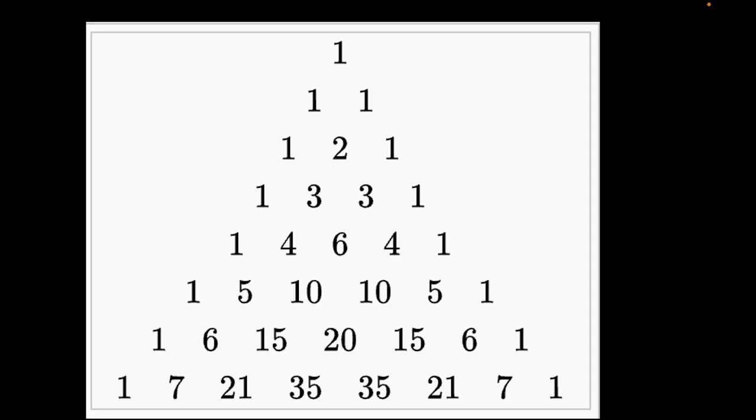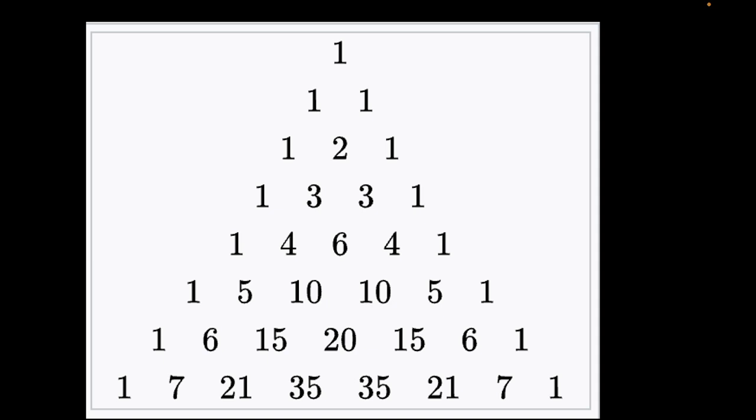Here's Pascal's triangle. You start with a 1 at the top, then on the second line down from the top, you add another 1, so you have a 1 and a 1. And then the third line, you have a 1, 2, 1. You get a 2 in the middle because it has two 1s above it, one to the upper left and one to the upper right, whereas the 1s only have one 1 above them.